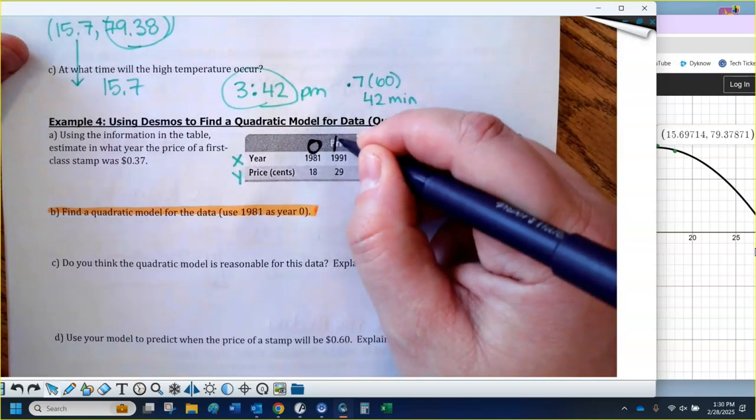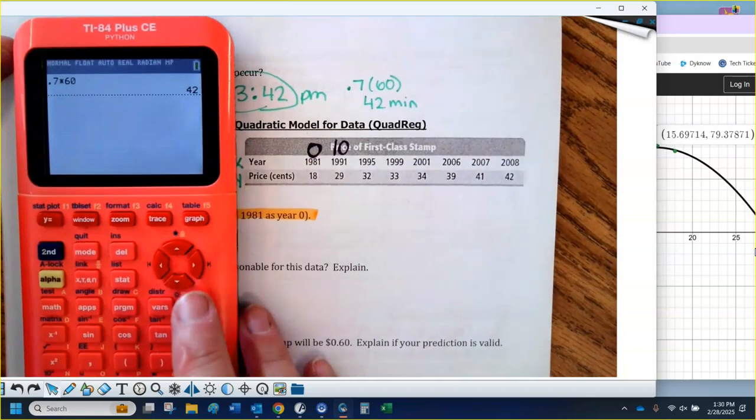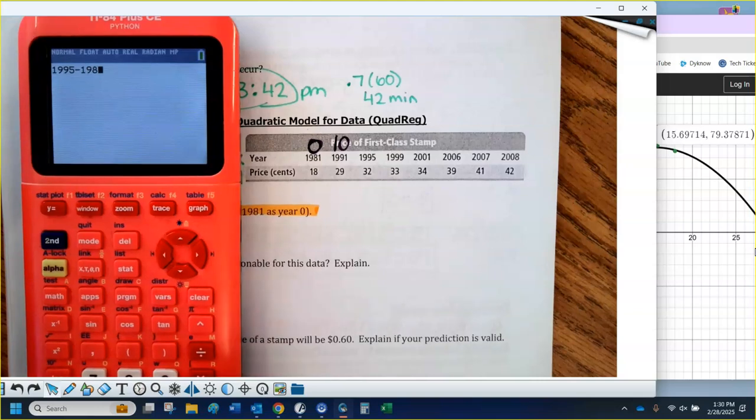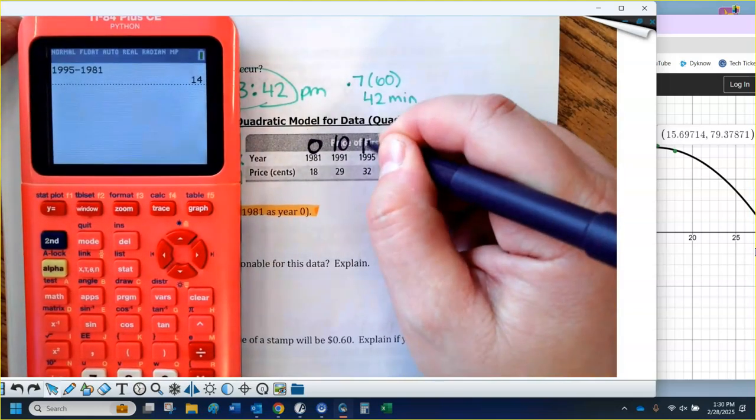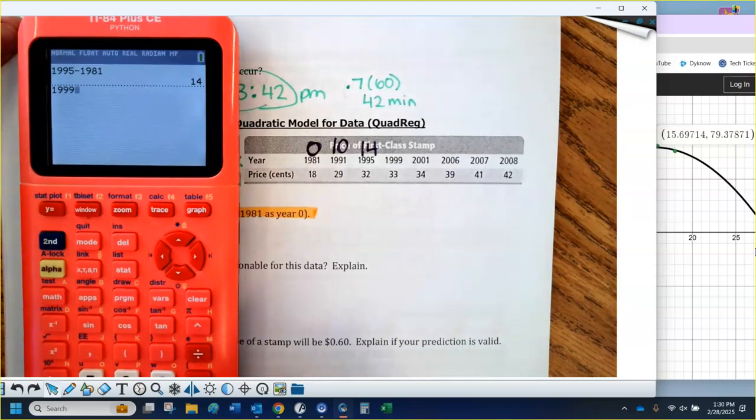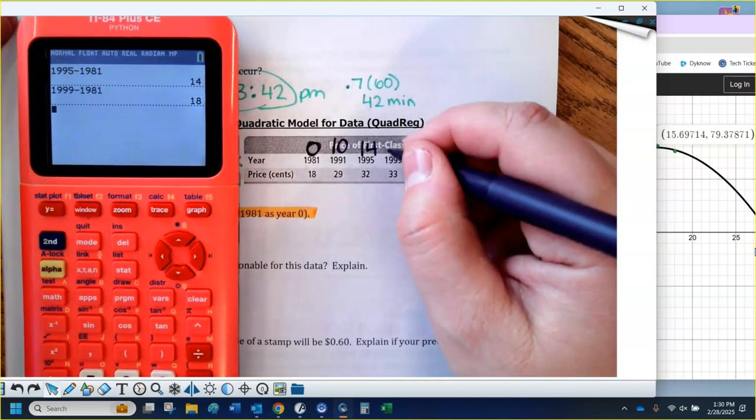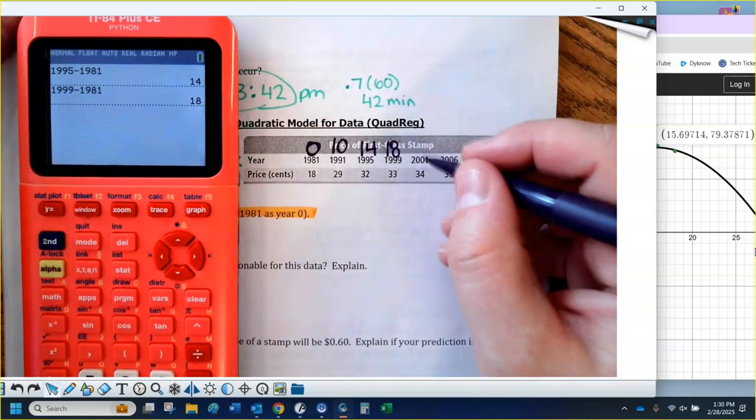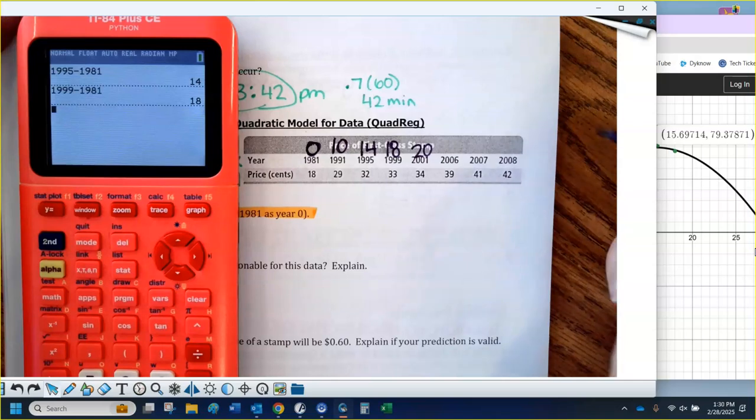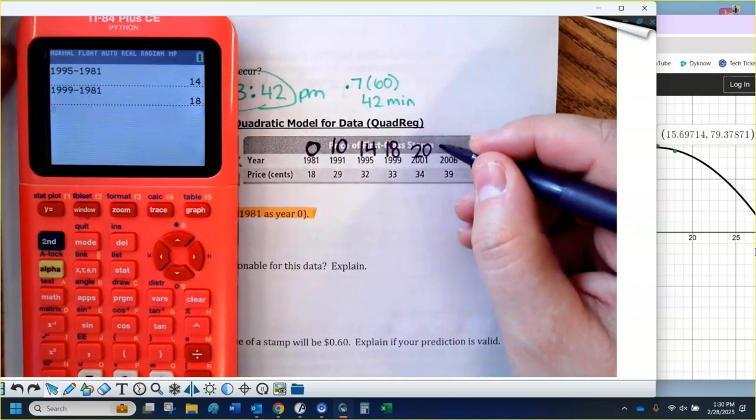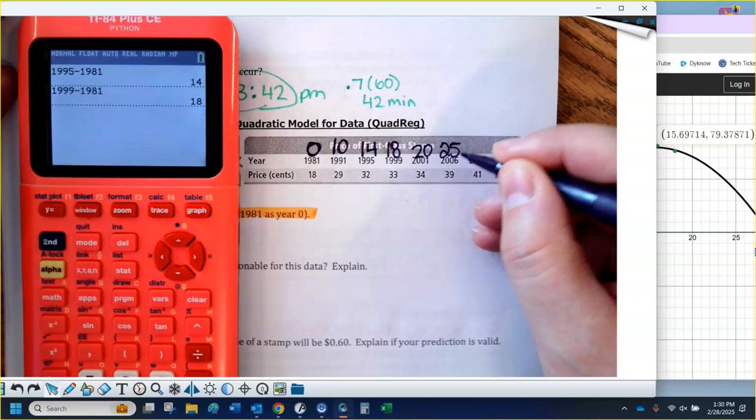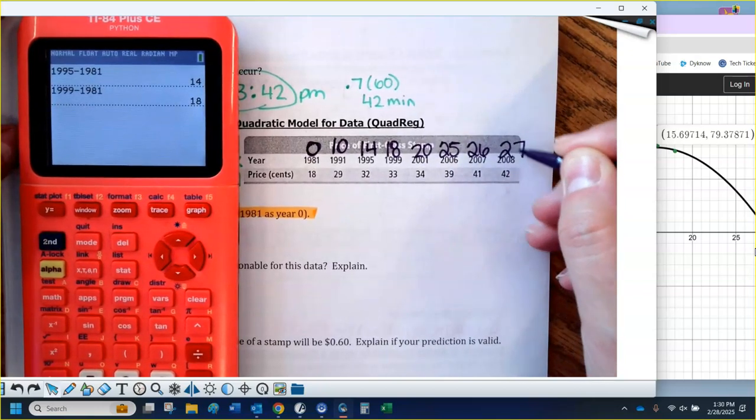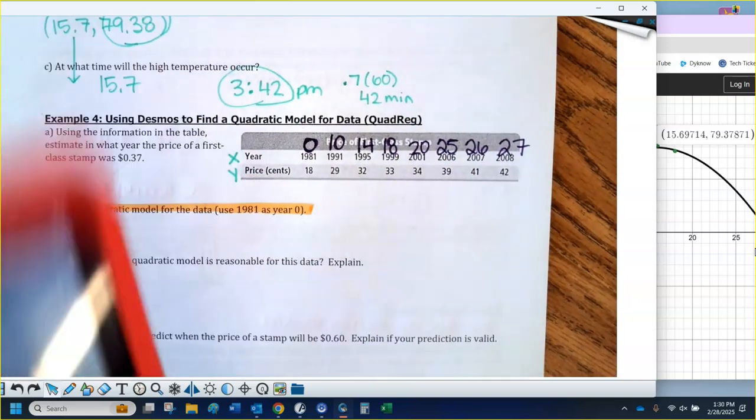10. Okay, now some of these get trickier to do because they don't go by consistent numbers. If you're not sure, just take the year and subtract the year you started off with, which is 1981. So like this would be 14. If I do 1999 minus 1981, you can just subtract, or sometimes people can figure it out pretty quick. 2001 would be 20 years after 1981. 2006, 5 years after that, so that'd be 25. 2007 is just one more year, so that'd be 26. 2008, one more year, that'd be 27. Or you can just take the year, subtract 1981.